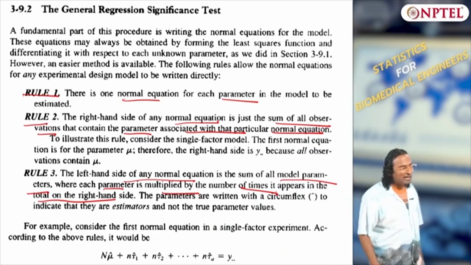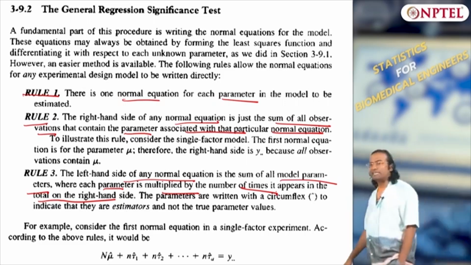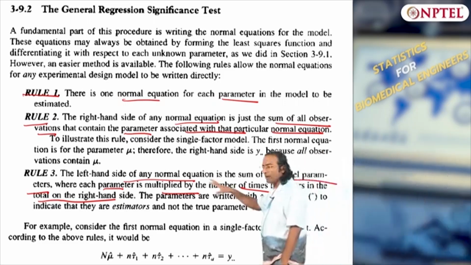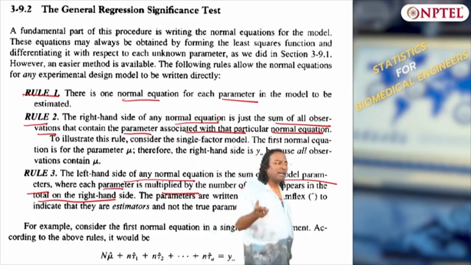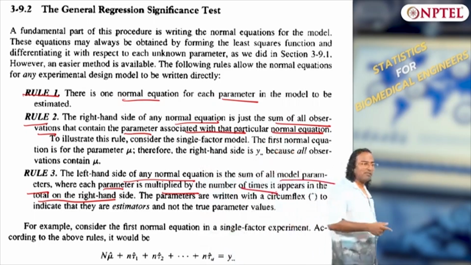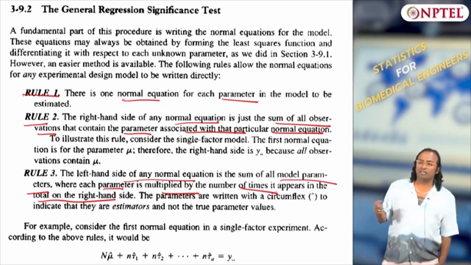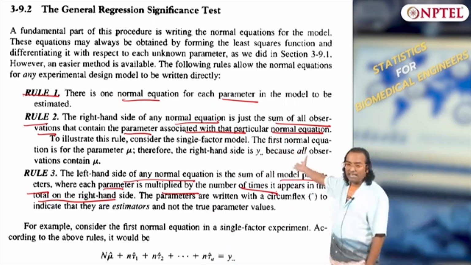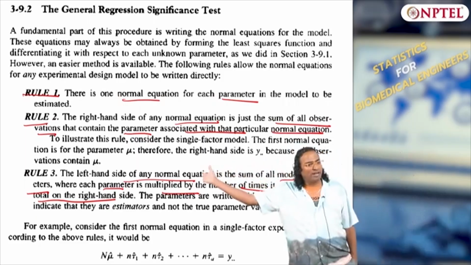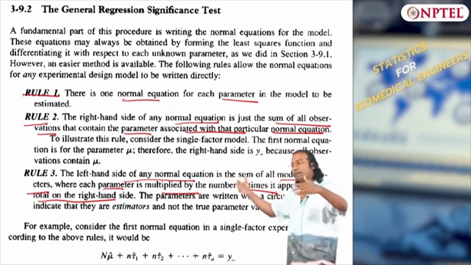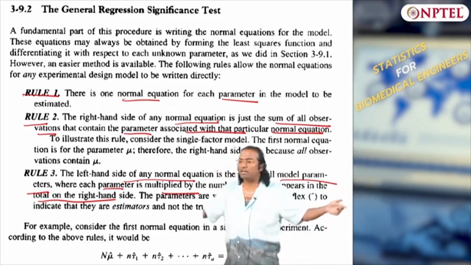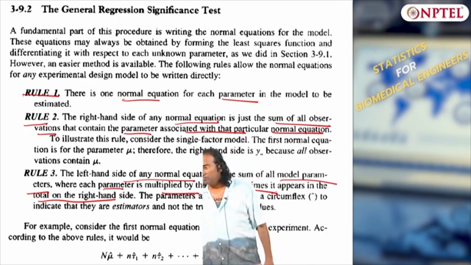And what about the left hand side? The left hand side, rule number 3 says it is summation of all the parameters. So write out all the parameters, then start pre-multiplying. The pre-multiplying term is nothing but the number of times it appears on the right hand side. So if you take y dot dot, mu hat appears capital N times, tau 1 appears small n times, tau 2 appears small n times. So that is how you get the first equation in ANOVA.